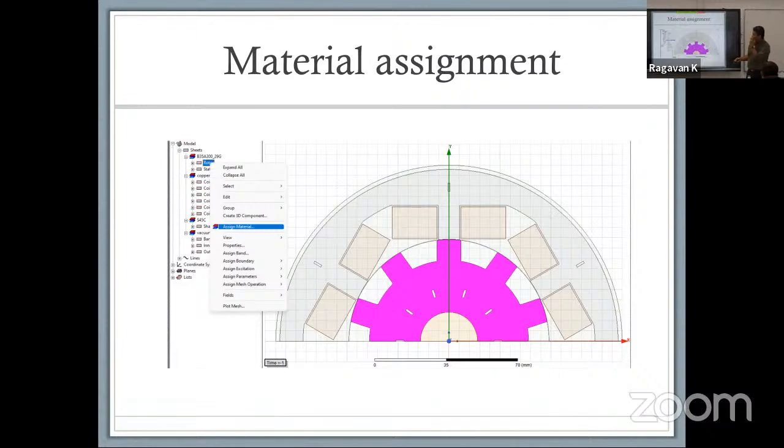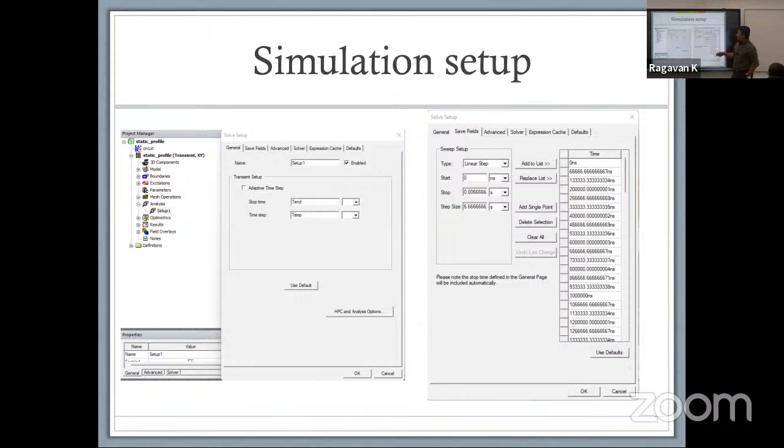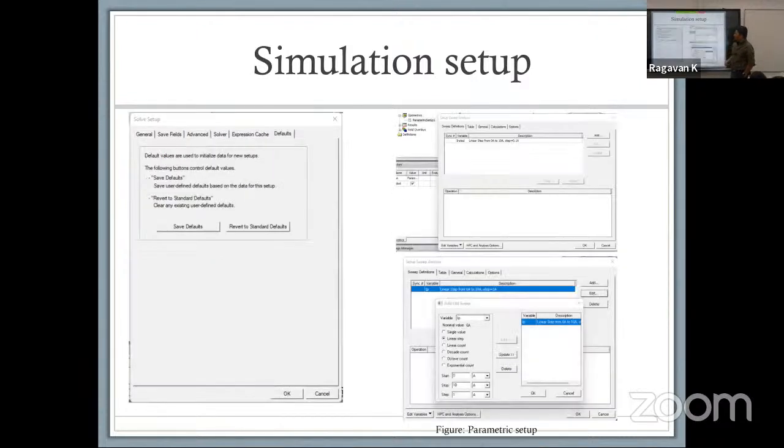So you can basically do material assignment. From there, you can select what property you want to have. You just define what the permeability is going to be. You can modify the BH curve if you want. From that, you set up your simulation. Once the simulation is set up, you can set up what the solver setup is going to be. And like I said, I have comments for each one of them that I can share with you.